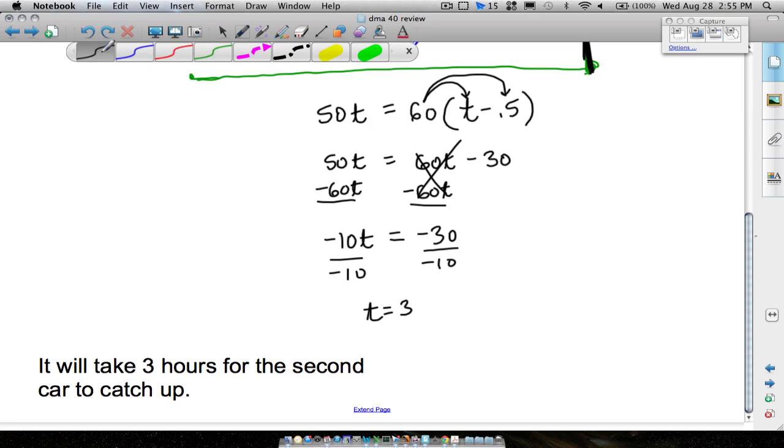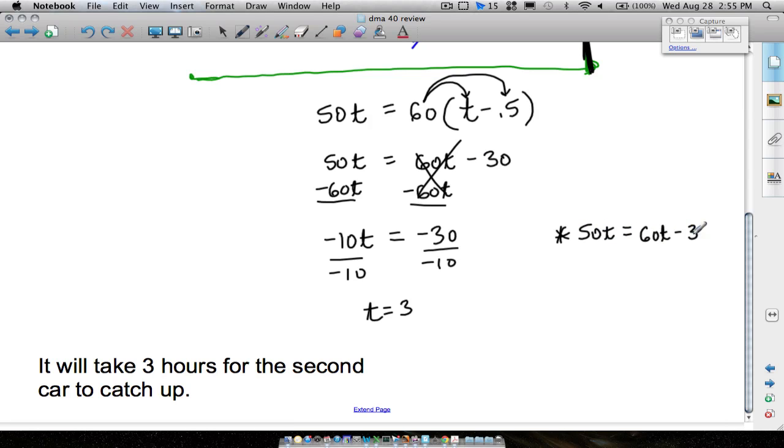Now, let me just go ahead and hit on something here. Maybe you were working this problem out and you got to this step right here, 50t is equal to 60t minus 30. And if you're doing the idea of moving the smaller one to the bigger one, maybe you did subtract the 50t from both sides. Well, 50t minus 50t, you have to show something over here. And the reason why is because there's nothing else left. 50t minus 50t, even though it cancels, that's actually equal to 0.